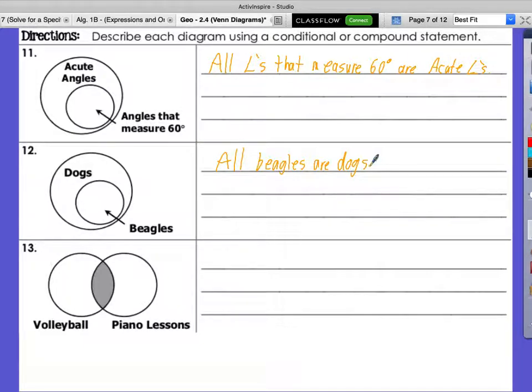13. This one's going to be our compound, remember, because we're shading only part of it. So is this 'and' or 'or'? James? And. Okay, it's going to be 'and'. So what and what? People who play volleyball and take piano lessons.